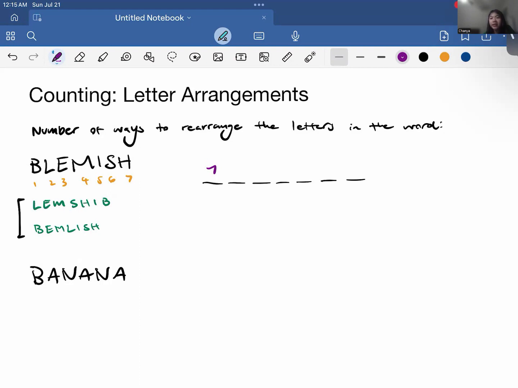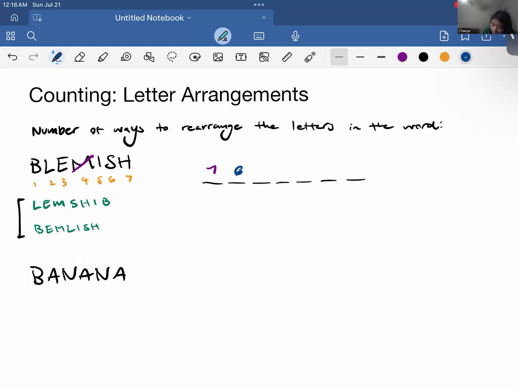Okay, and so now let's move to the second letter, right? The second letter over here. How many letter options do we have left for the second letter, right? How many do we have left? So let's suppose for this first letter, I used the M, right? I used the M. So for the second letter, I can use any letter except for the M because I've used the M already. So that means I have 7 minus 1, which is 6 options left, okay? 6 options for the second letter.